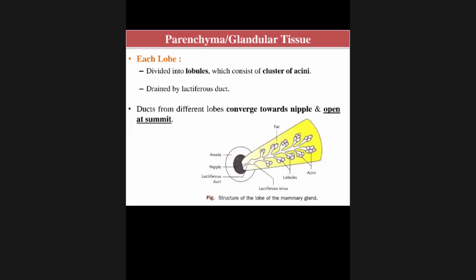And this lobule is drained by the lactiferous duct. So each lobe is drained by the main lactiferous duct. The lactiferous duct is formed by many small ducts joining to form a large duct, called here the lactiferous duct. Ducts from different lobes converge towards the nipple and open at the summit of the nipple. So each lobe is divided into different lobules, and lobules are made up of a cluster of acini.